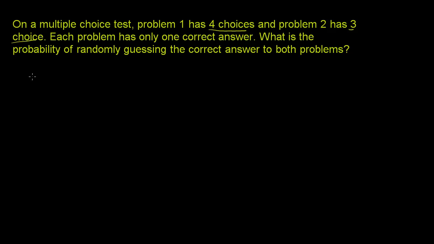So let's write this down. The probability of correct on problem number 1 and the probability of correct on problem 2 are independent. Which means that the outcome of one of the events, of guessing on the first problem, isn't going to affect the probability of guessing correctly on the second problem. Independent events.